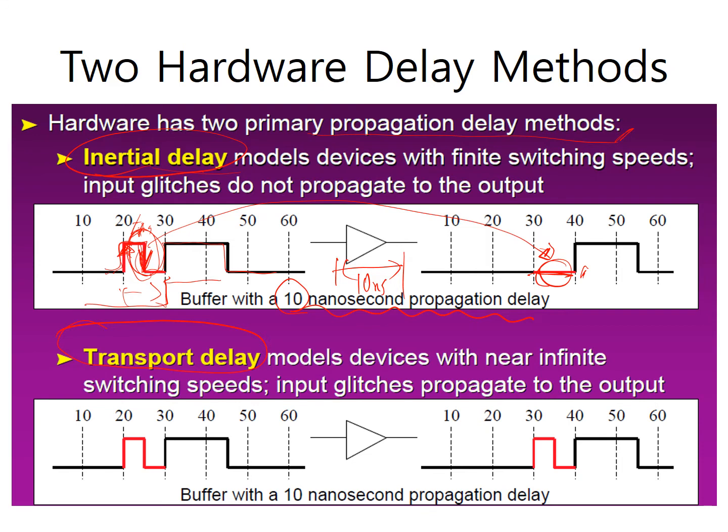But in some cases, you want a transport delay, keeping a glitch like a pulse within, let's say this is 10 nano, this is 5 nano. You want to delay this behavior with a 10 nanosecond propagation delay. If you implement that with the transport delay, the output waveform will be the same as the input, but the output is delayed by 10 nanoseconds. This is the key difference between inertial delay implementation and transport delay implementation.